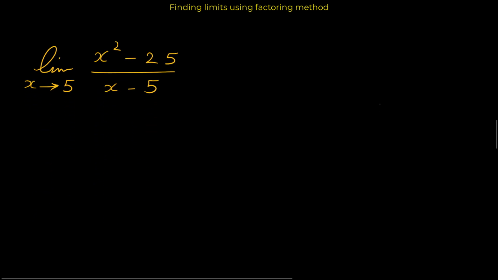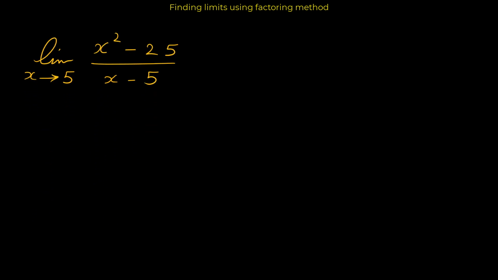Another example. Limit as x approaches 5 of x to the 2 minus 25 over x minus 5. First we substitute the number. Because x approaches 5, we substitute 5 for x. We have 5 to the 2 minus 25 over 5 minus 5. And we have 0 over 0.